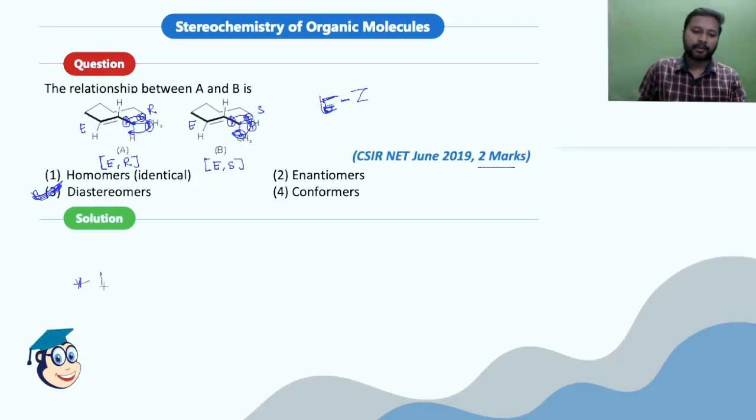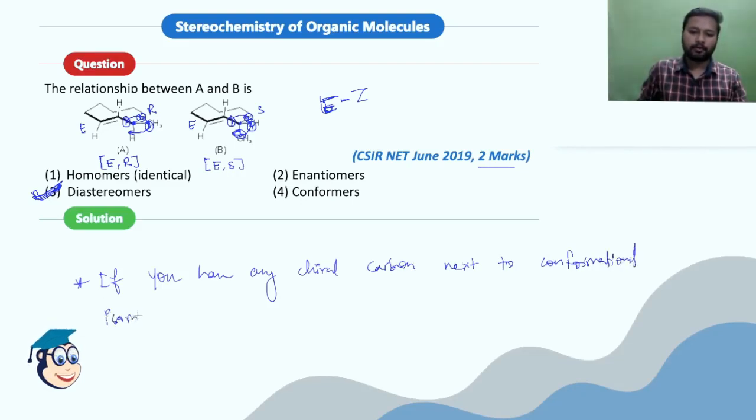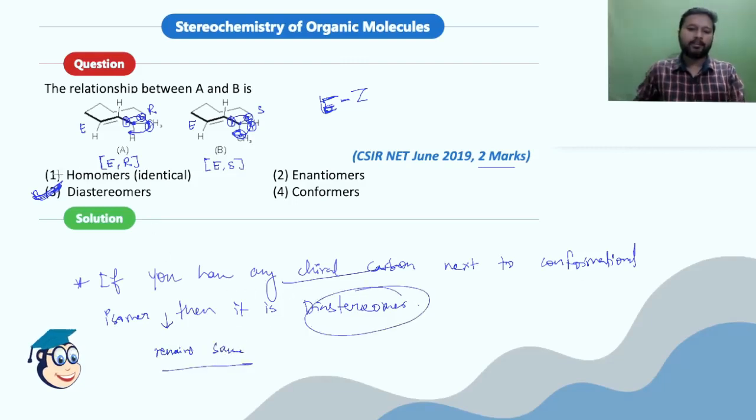One point which I will tell you is that if you have a chiral carbon next to a conformational isomer, then it is diastereomer. If you have a chiral carbon next to a conformational isomer, where the conformational isomer remains constant, it remains the same, then it is called diastereomer. So that's how option number 3 comes out to be the correct option for this.